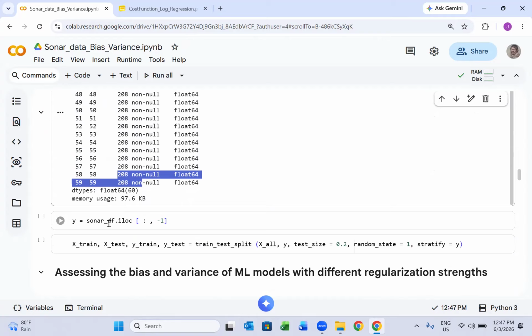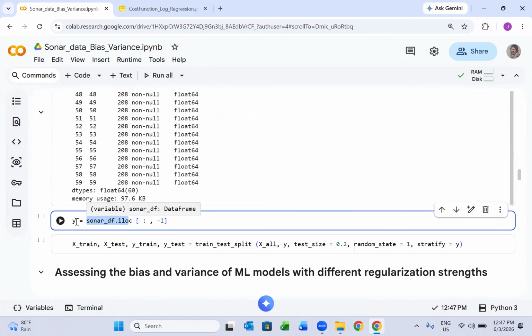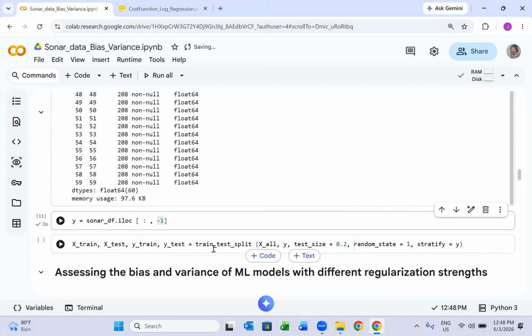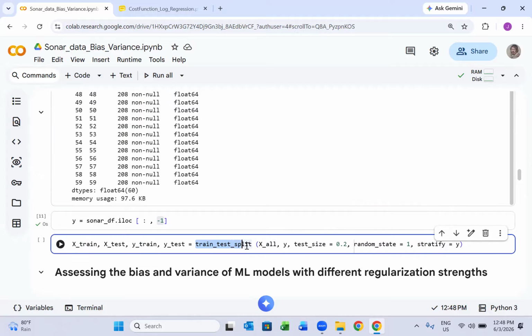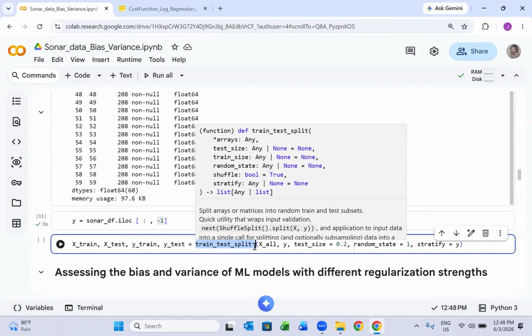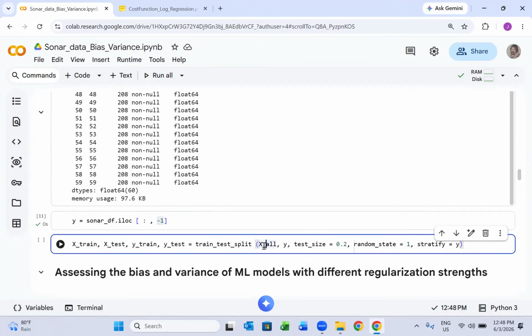I like to do all of this before splitting, okay? I like to create a variable to store the target, okay? So now I'm getting from the Sonar DF only the target. So index -1, that means the last column, okay? And after doing that, I go ahead and usually invoke the train test split function from scikit-learn. And obviously that function allows me to split the data into training and testing, okay? The first 2 arguments of that function are the data frame with the features, and the series or array with the target. Both are valid.